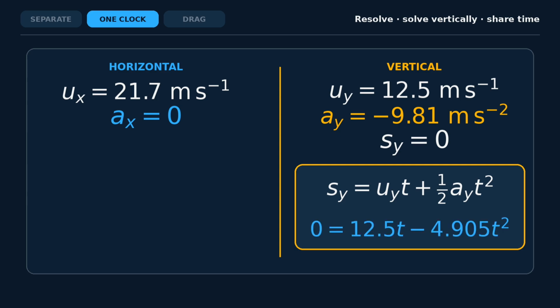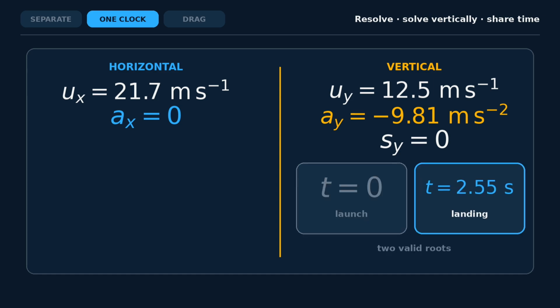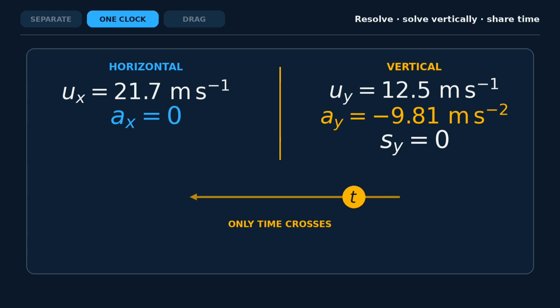Start with vertical displacement equals initial vertical velocity multiplied by time, plus 1/2 multiplied by vertical acceleration and time squared. Substitution gives 0 equals 12.5 times t minus 4.905 times t squared. As you'll know from maths, this has two solutions. t equals 0 is the instant of launch, so it's a valid root. The second solution, t equals 2.55 seconds, is when the ball returns to its original height.